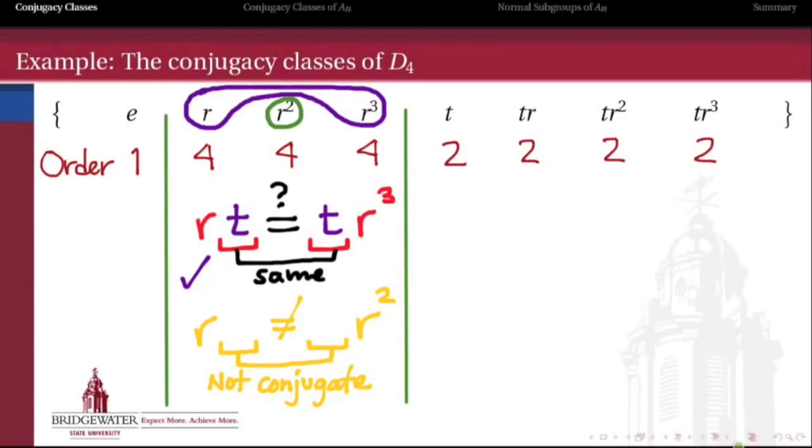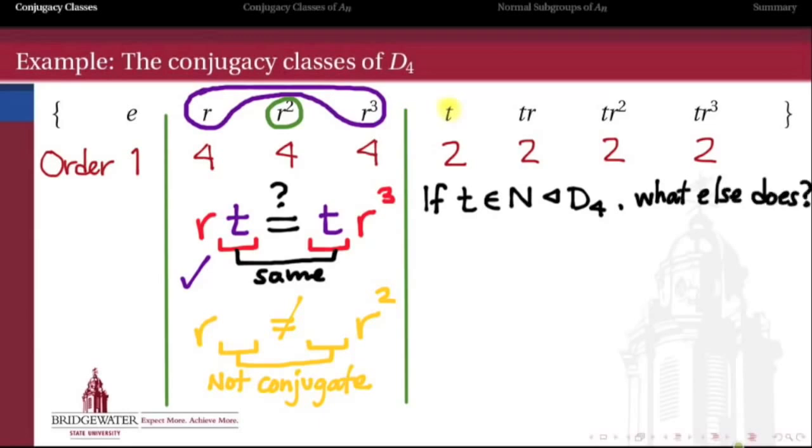Now let's take a look at the elements of order 2, starting with t. Let's take the normal subgroup for a second. Remember that conjugate elements belong to normal subgroups together. So if I have a normal subgroup in D4, and t happens to belong to it, then what else must also belong to that normal subgroup?